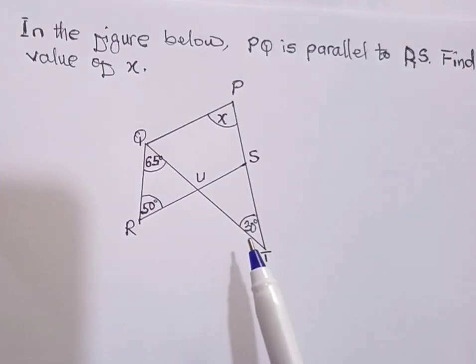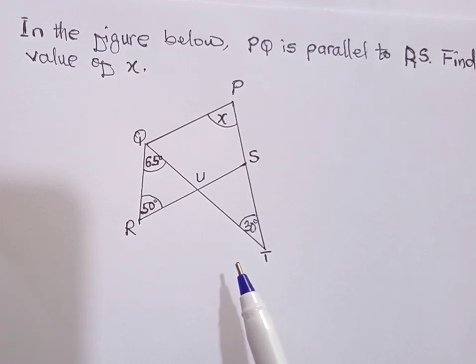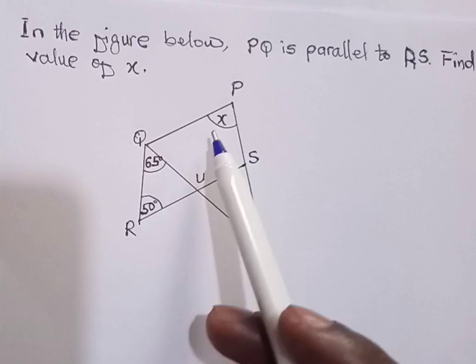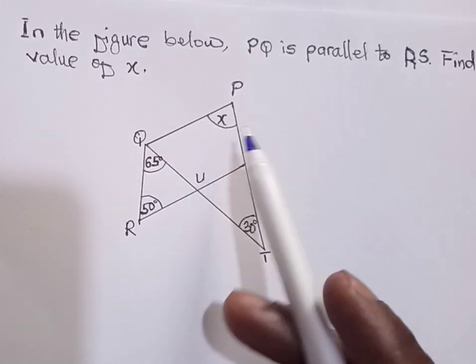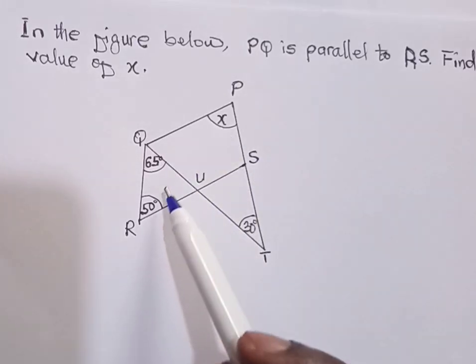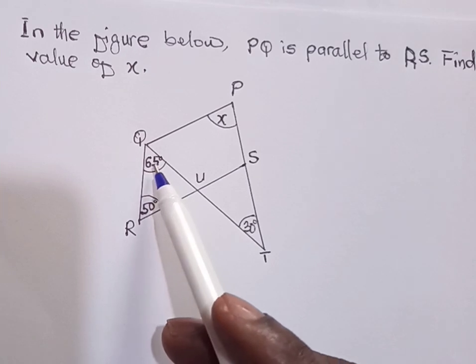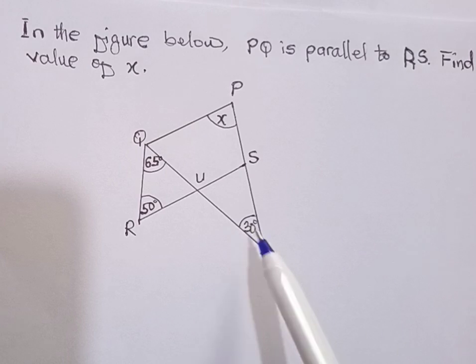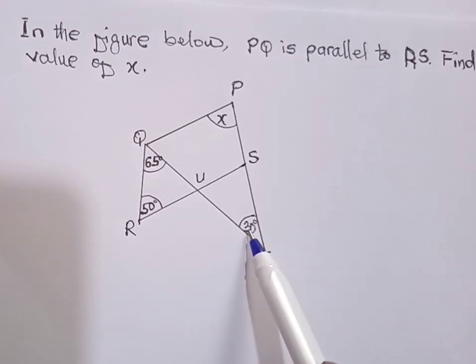Okay, so let's look at this question. In the figure below, PQ is parallel to RS. Find the value of x. So we have x here. How do we go about this question? Now we have 65 degrees, 50 degrees, and then we have 30 degrees here.